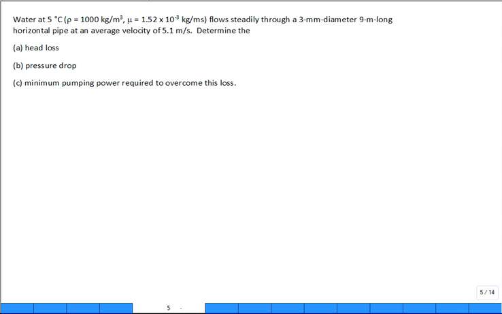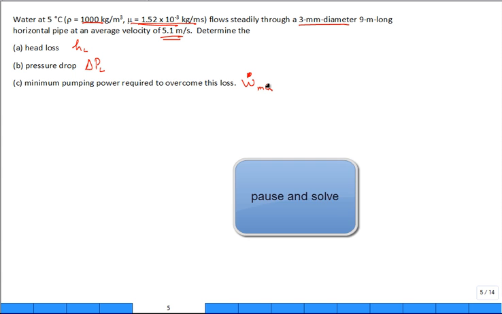Here's another problem. So we have water at 5 degrees C, and at that temperature its viscosity is temperature dependent, so that's more important, but there's a density of 1,000 kilograms per meter cube. It flows steadily through a 3 millimeter diameter, 9 meter long horizontal pipe with an average velocity of 5.1 meters per second. Calculate the head loss, the pressure drop, and the minimum pumping power required to overcome this, Wdot, the minimum fluid pumping power. Let you work on it for a minute.